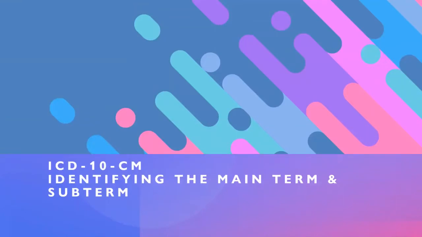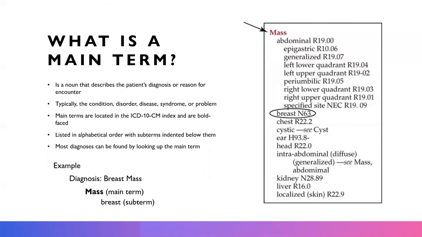ICD-10-CM, identifying the main term and subterm. Let's start with what is a main term. A main term is a noun, and you may be asking, what is a noun? A noun names something such as a person, place, or thing. A main term is the noun that describes the patient's diagnosis or the reason for the encounter, and an example of this would be appendicitis.